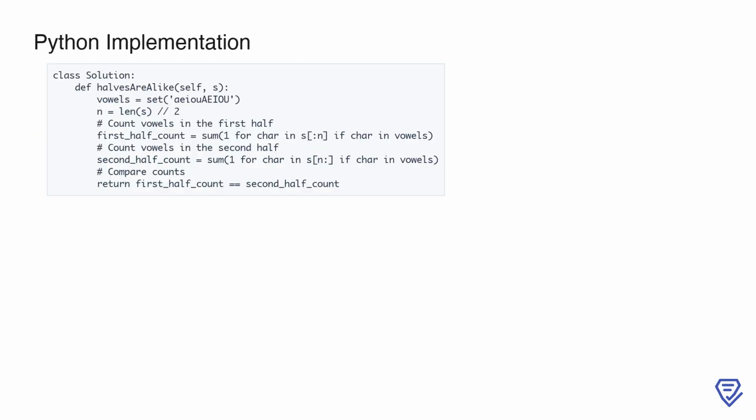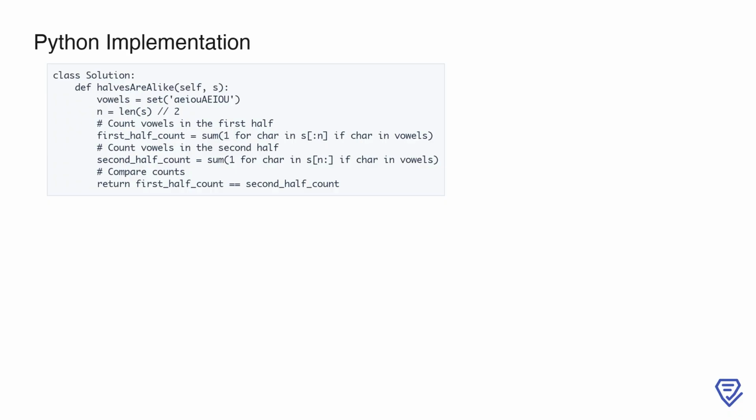This solution determines whether the two halves of a given string are alike, meaning they contain the same number of vowels. Here's how the code works step by step. 1. We define a class Solution with a method halvesAreAlike. 2. Inside the method, we first define a set, vowels, containing both uppercase and lowercase vowels, a, e, i, o, u, for easy membership checks. Using a set ensures that vowel lookups are efficient.